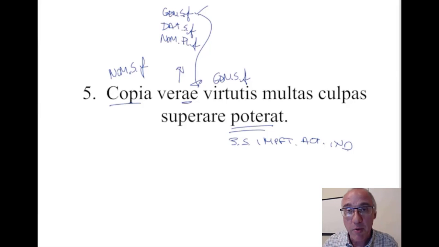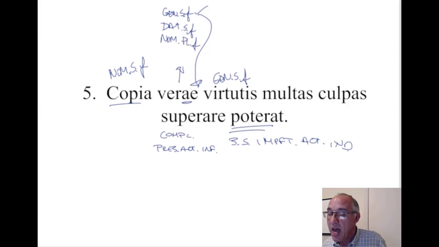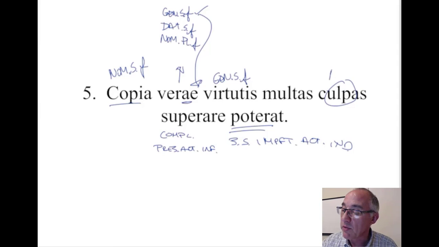Was able, the imperfect tense, and we expect the complementary infinitive to follow. It's the present active infinitive. What is this use in the sentence? Complementary infinitive. A supply of true virtue was able to overcome faults. Accusative plural feminine. What kind of faults? Many faults. A supply of true virtue was able to overcome the many faults.